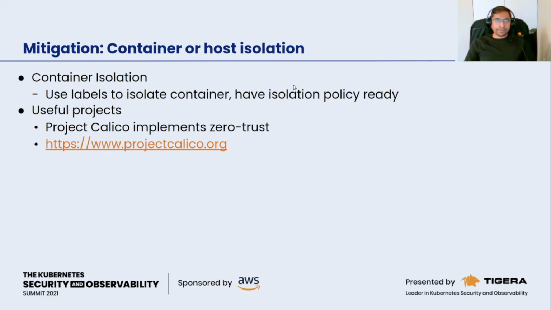So the last part is container or host isolation. With all that, if an attacker ends up compromising your container or host, you need to have a policy ready to isolate and contain the blast radius of the compromise. The way you would do that is with labels, so that you can apply a label to containers and hosts, and those can be immediately isolated using the policy. This can be done, and for a lot of the mitigations that we talked about with Project Calico, we recommend you go and have a look at it.